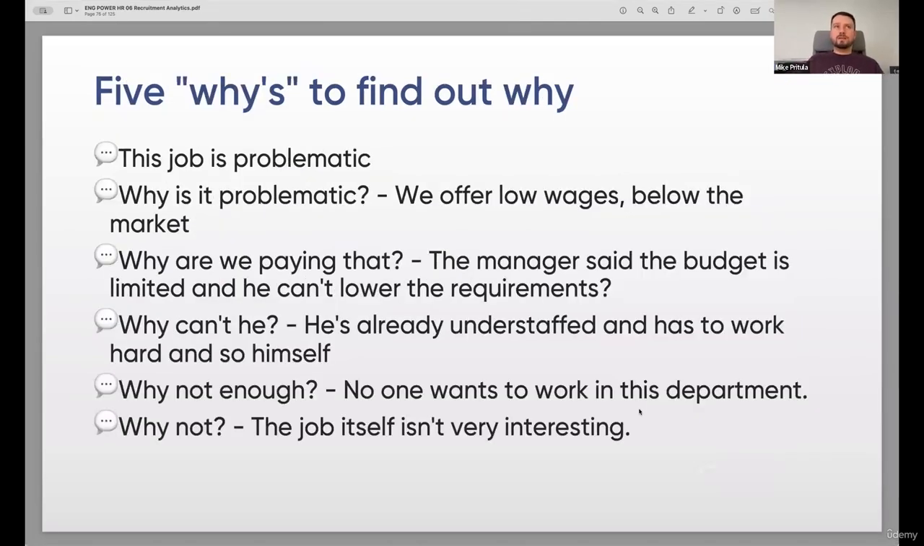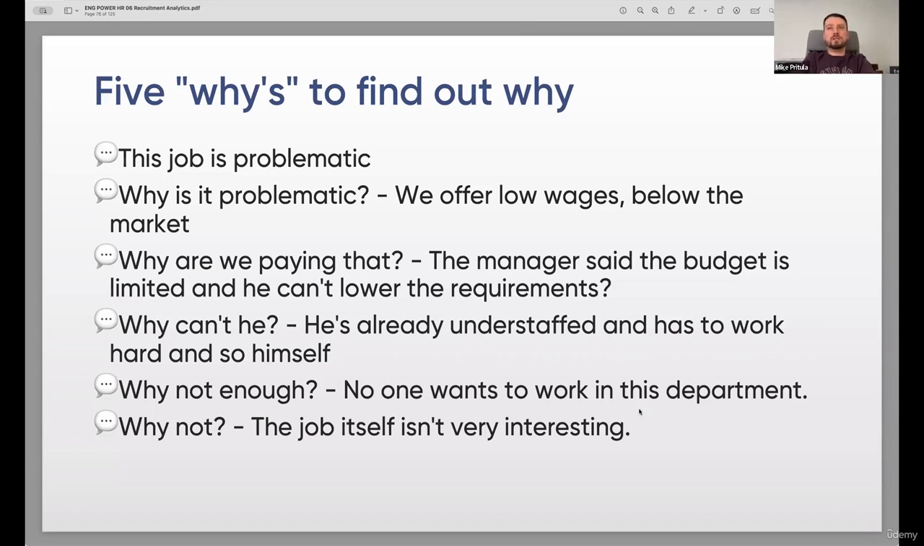So if you have a problem with a vacancy, or you hear about a problem with a vacancy, ask five wise questions to find out the reason. For example, someone says the job is problematic. Ask, why is it problematic? You may receive the answer.